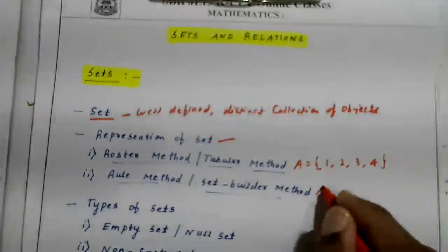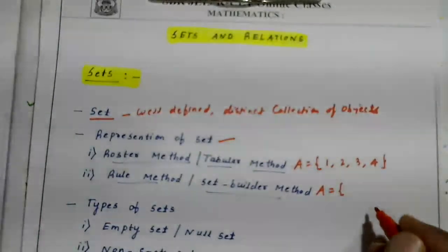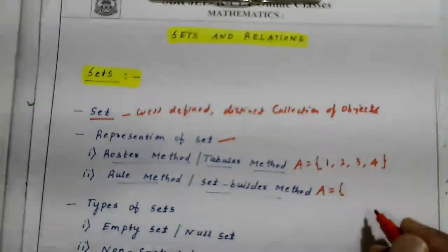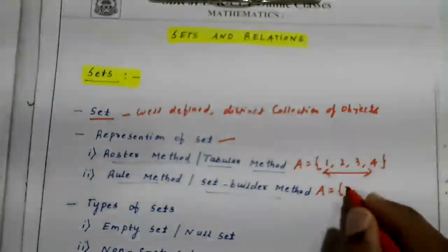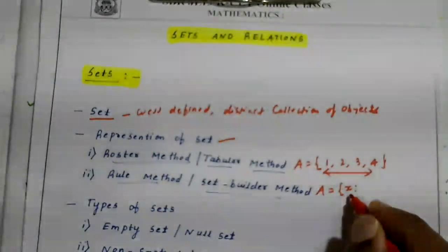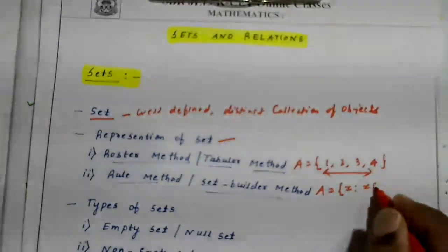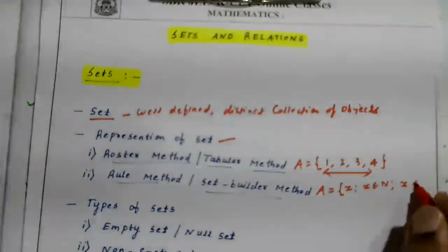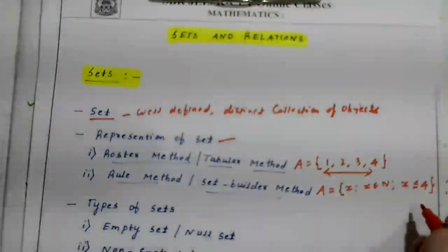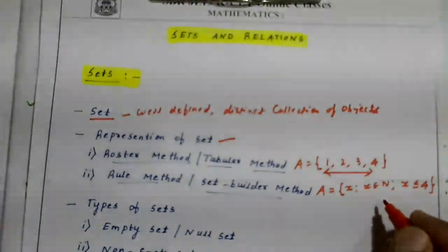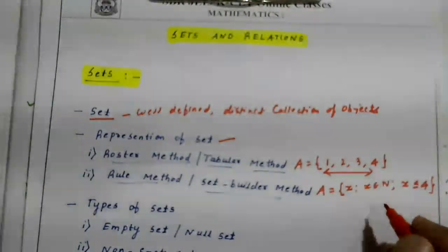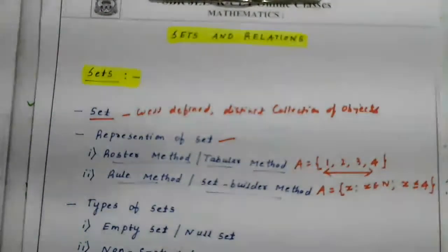We have one more method, that is the rule method. The same set of natural numbers less than or equal to 4 can be represented in another way, that is the rule method or set builder method. In the set builder method, you give a description of the elements present in the set. So I can write the same set as A consisting of elements x, such that x belongs to natural numbers and x is less than or equal to 4. This is the way of writing a set in another method, the rule method, also called the set builder method. These are the two ways of representing a set.